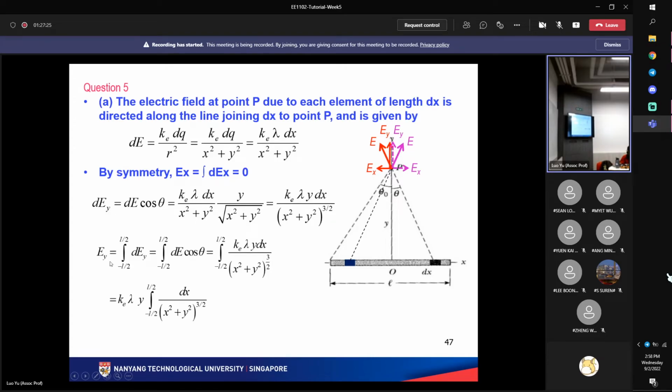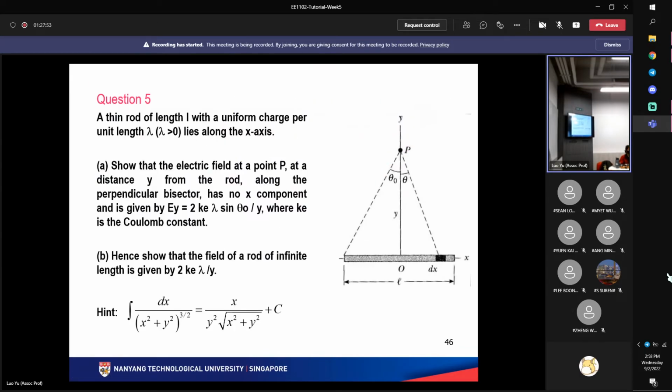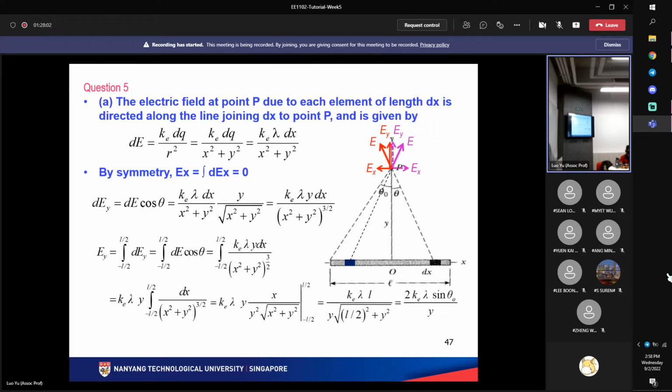So as I said, finally, the total Ey is equal to the integration of dEy. The total length is L, so the starting point is minus L divided by 2 and the ending point is positive L divided by 2. So I integrate from x equal to minus L divided by 2 to positive L divided by 2. Then you get this kind of integration, exactly the same as the integration I provided in the hint. So you just substitute what I provided in the hint, and you can get exactly the same answer as the question required.